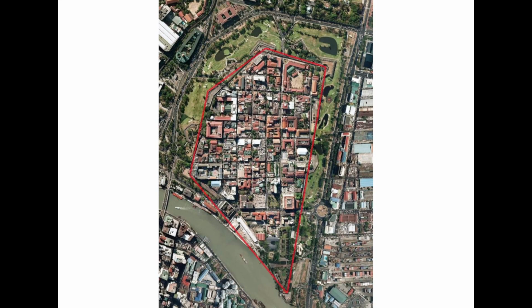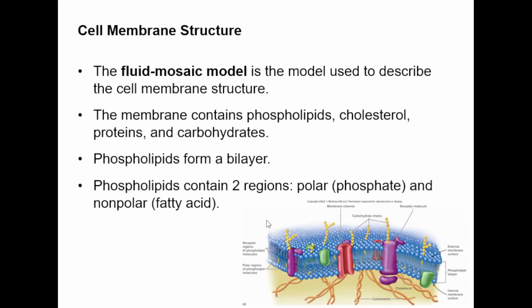So we have here a good model, this one. This is called the fluid mosaic model. It is the globally accepted depiction of the cell membrane. So according to the fluid mosaic model, the cell membrane is composed of phospholipids, cholesterol, proteins, and carbohydrates. Basically, they are made up of organic molecules. But out of all these organic molecules, the main component of the cell membrane is the phospholipid.